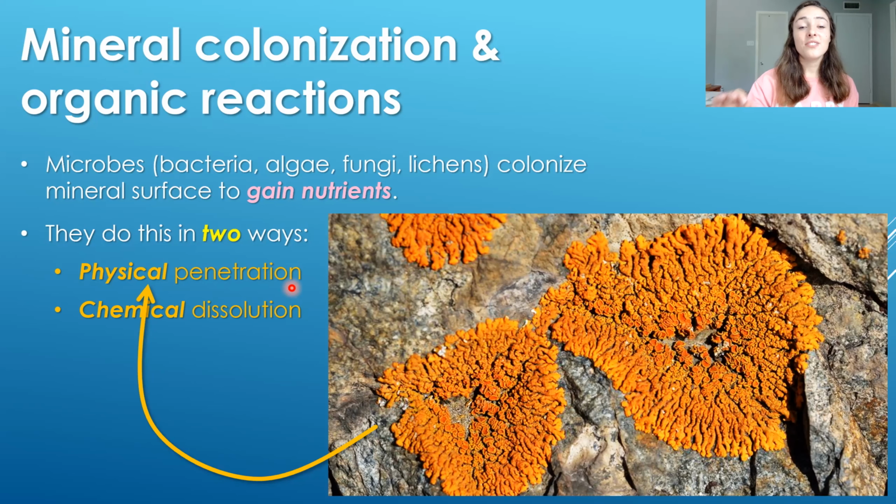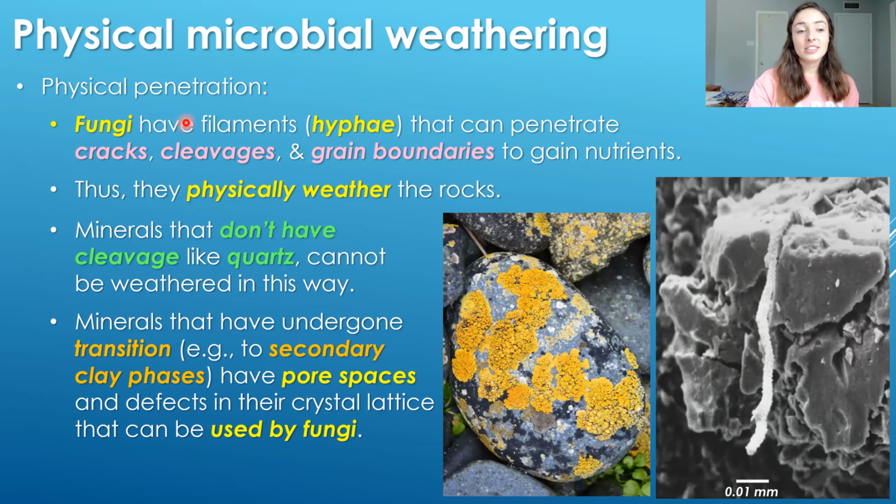First, we'll talk about how they can physically penetrate rocks and weather them. So in the case of fungi, they have filaments called hyphae that can penetrate cracks, cleavages, and grain boundaries in the rocks and minerals to gain nutrients. However, minerals that don't have cleavage planes or don't crack easily, like quartz, for example, are much less susceptible to this type of microbial weathering, whereas minerals that have undergone some sort of transition to a secondary phase, like secondary clay phases after feldspar dissolution and weathering, for example, have pore spaces and defects left over in their crystal structure from that process of chemical weathering that they went through to get to that secondary phase.